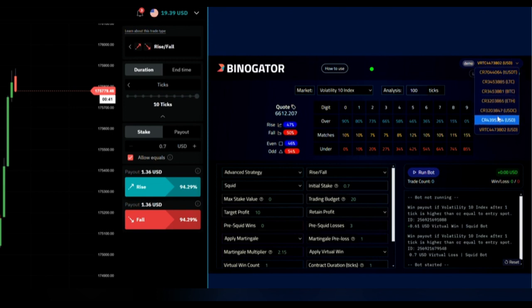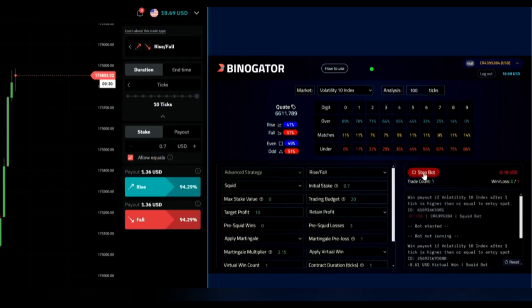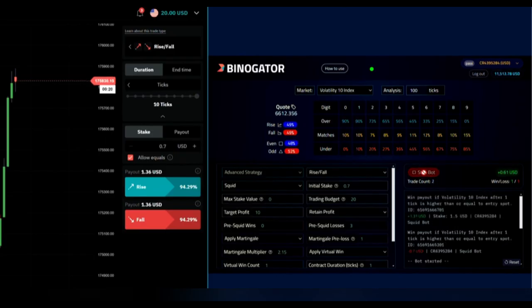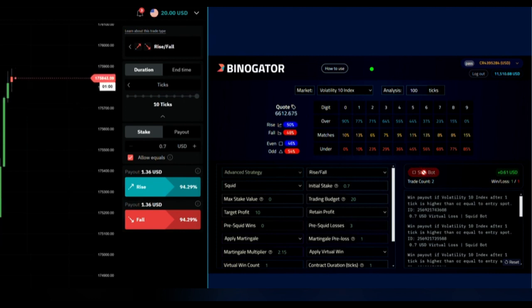So I will switch the account to the CR. You can see I executed it without changing it. When you're applying virtual win, you actually see pass. Are you with me? In this case, I'm using an initial stake of 0.7 and my budget is 20. Normally I do it with $10 because I have $20 in my account. I'm multiplying it by 2. So if I'm using $10, I use 0.35 and I use my trading budget as 10, which is the whole account balance. Okay, so let's see how it goes.